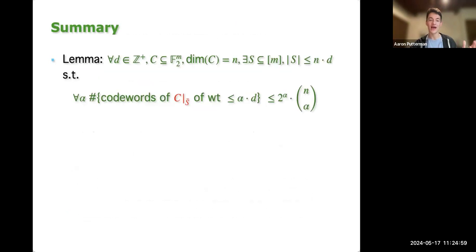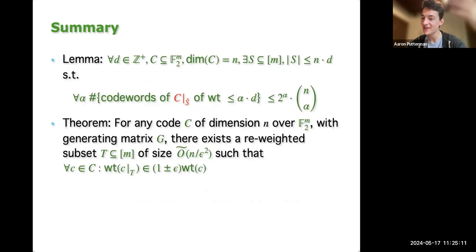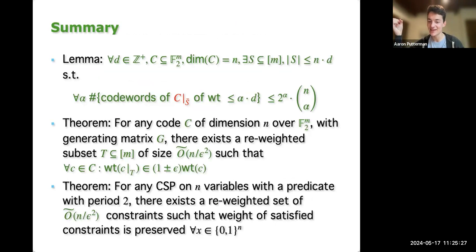So just for a summary, what do we have? We have this code counting bound, which says you can always remove rows from the generating matrix such that the rest of the generating matrix satisfies a nice counting bound. And this gives us a theorem which says, for any code C of dimension n over F2 to the m, there's a reweighted subset of rows of this generating matrix which preserves the weight of every codeword to a 1 plus or minus epsilon factor. And by this relationship to CSPs, this directly gives us a statement that for any CSP with a predicate of period 2, there exists a reweighted set of O tilde of n over epsilon squared constraints that preserves the weight of satisfied assignments on every x in {0,1}^n.